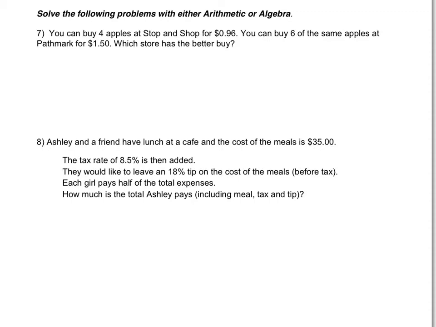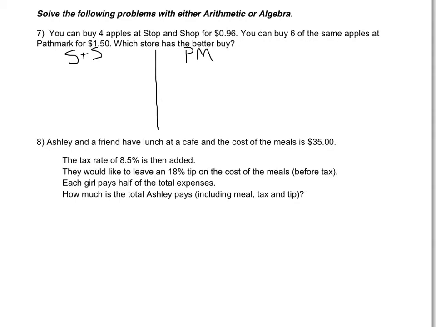What the question is asking is, which store is it cheaper to buy 1 apple? So we need to find unit price of 1 apple at both of these stores. The problem is Stop and Shop sells 4 apples at a time for 96 cents, and Pathmark sells 6 apples for $1.50. So we need to find unit price of each. So we'll take our pen. We're going to split our page kind of in half. So on this side, we're going to do Stop and Shop. I'm going to call it S&S, and this side is going to be Pathmark.